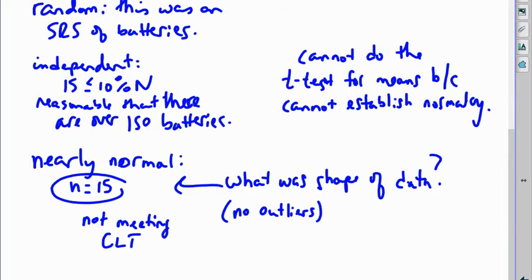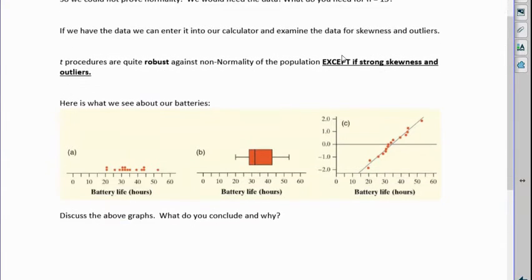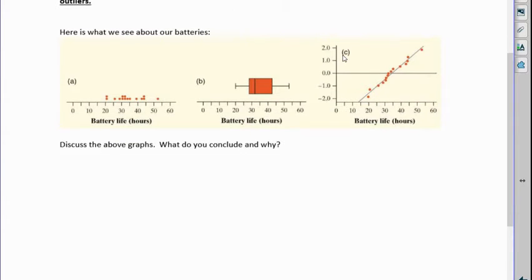Okay, so going on to the next page. Oh, well, this is nice. We actually have some data here about our batteries. So now we're going to look at that and see if we have enough information to then meet the normal condition. So the first graph we're looking at is the dot plot. And the next one is a box plot. And the last one is a normal probability plot.